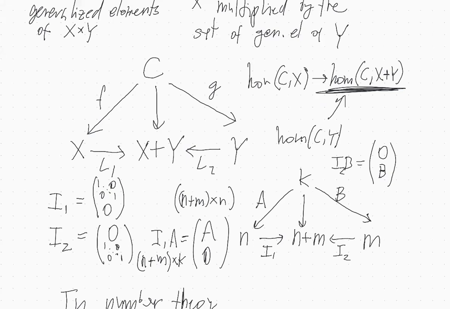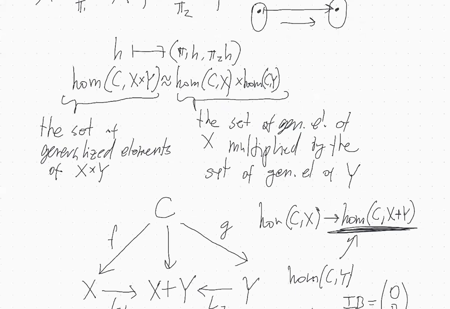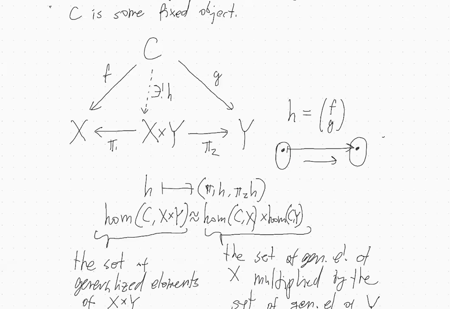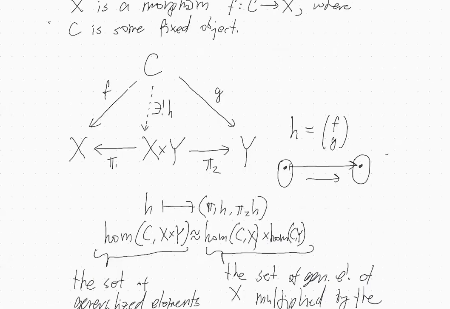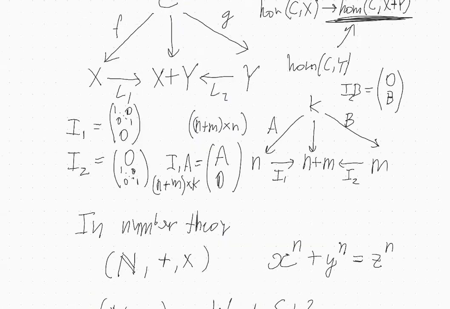Let's see now how the notion of a generalized element interacts with terminal object. So remember, the terminal object is the empty product. And so since it interacts nicely with binary products, we expect that it will also interact nicely with the notion of a terminal object. So let's have a look at that.